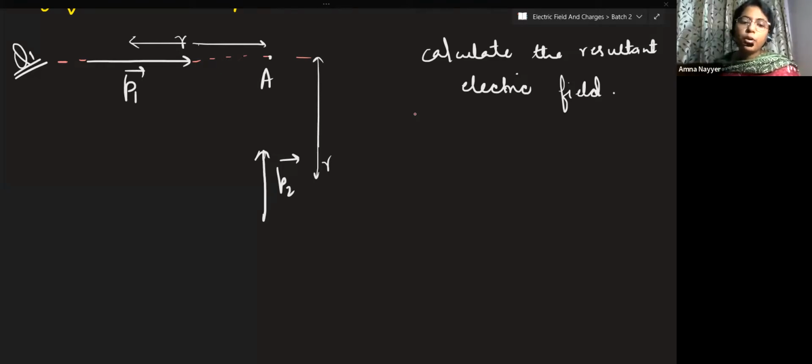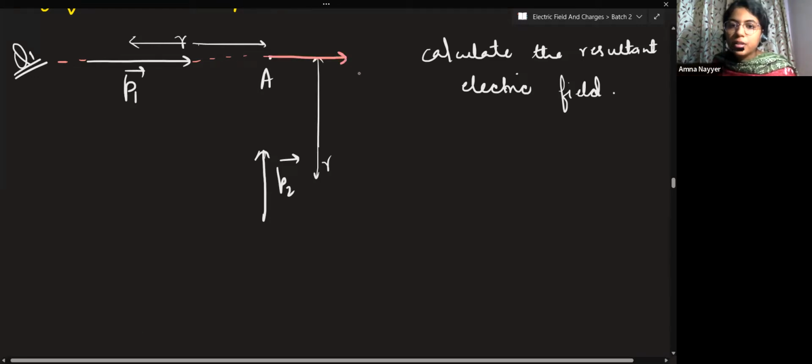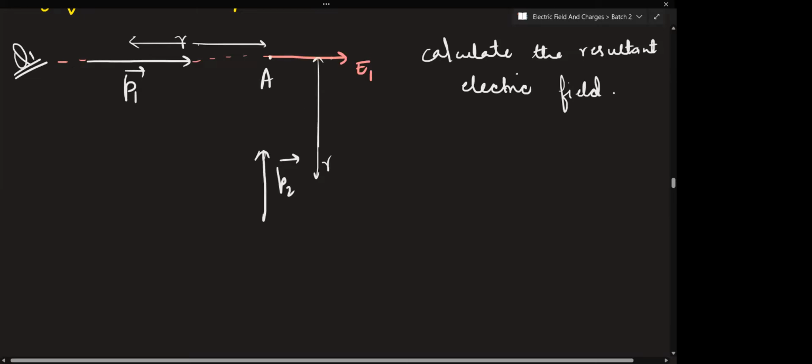This is your point A. So Aisha, you only tell me, is the electric field directed towards right or left for the dipole? Just look at the arrow tail. It's towards the right. Right. So see, the electric field will also be towards the right. So this will be the direction of electric field E1. Is it clear, Aisha? Yes, ma'am. All right.